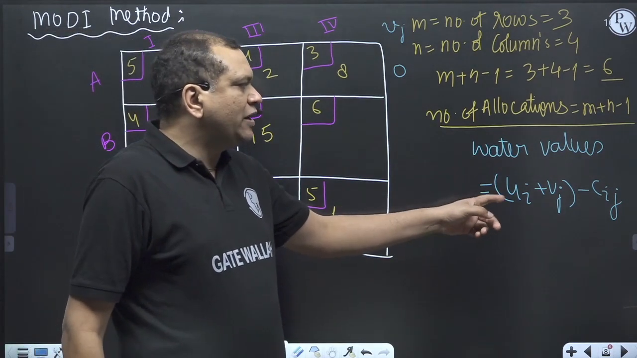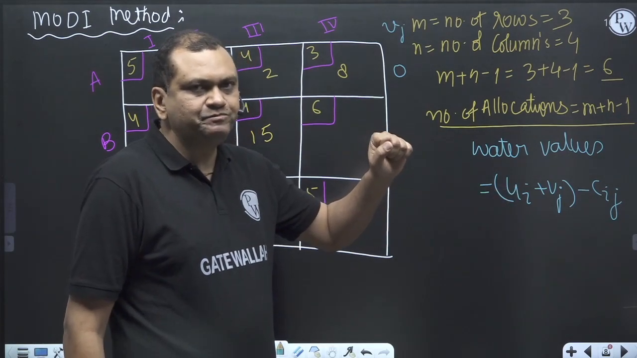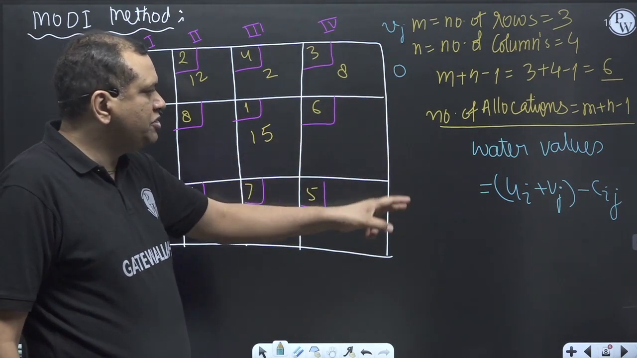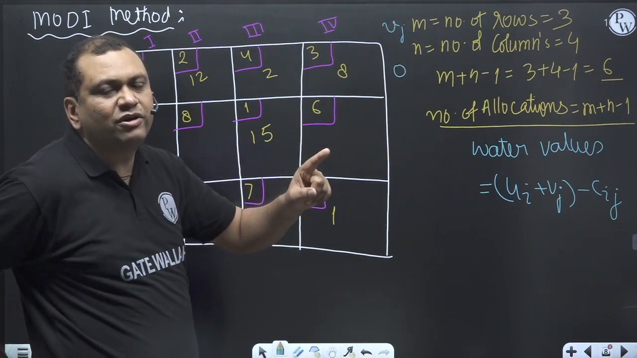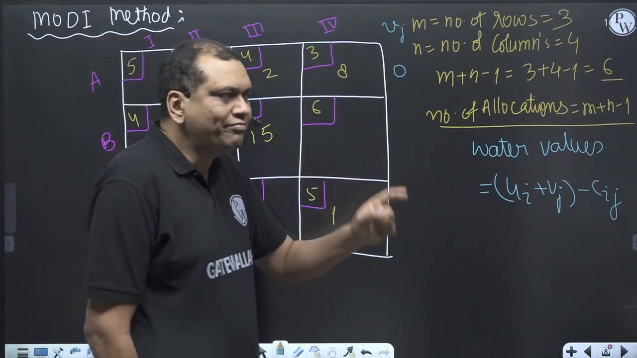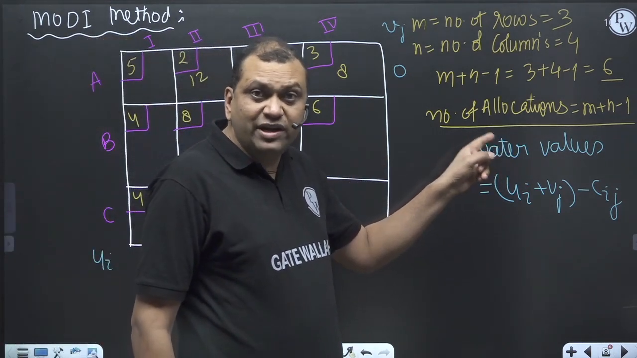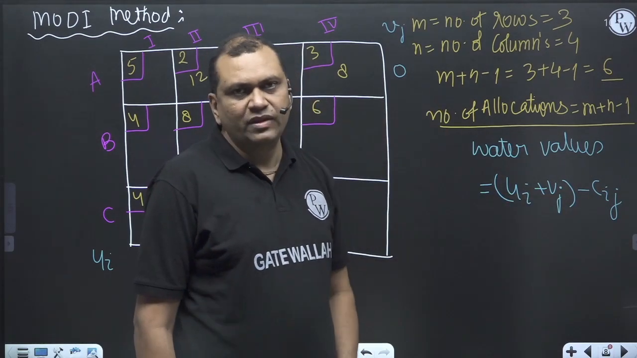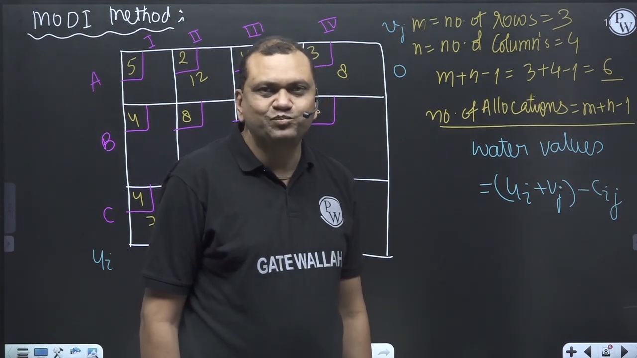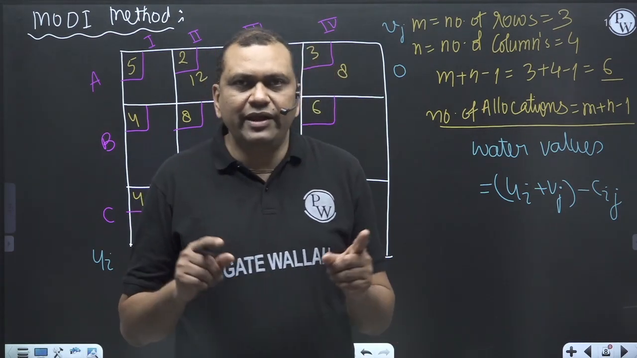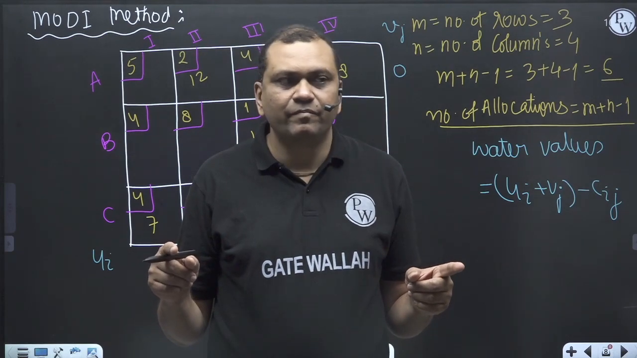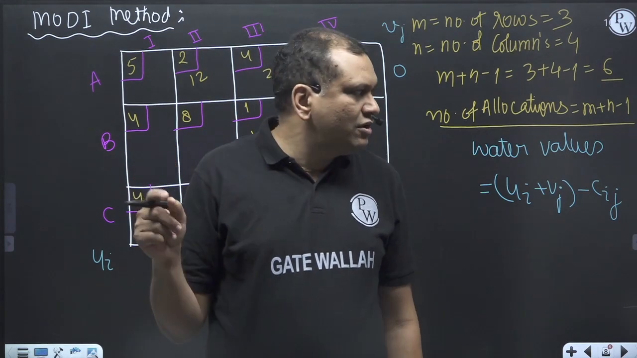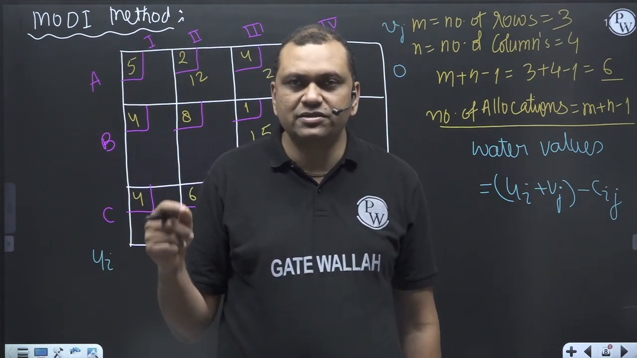Water values are ui plus vj minus Cij. Cij is the transportation cost of that particular cell, the cell for which you are calculating the water value. And the water value for allocations will be 0.